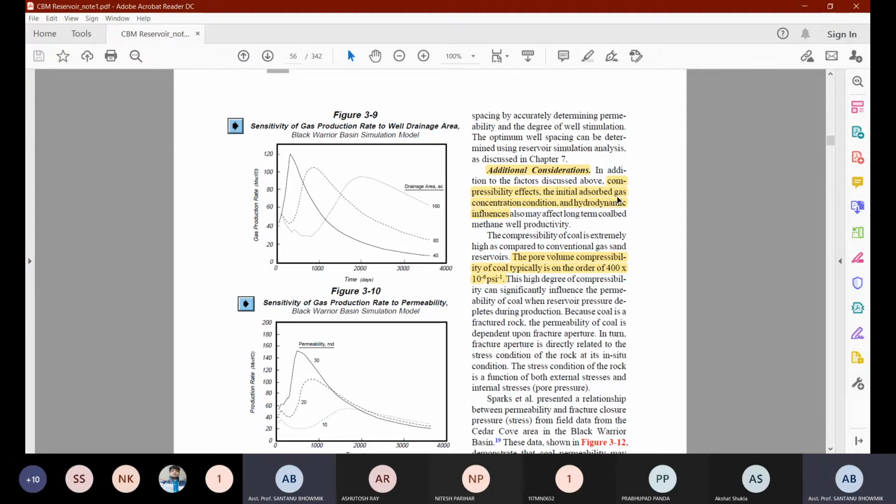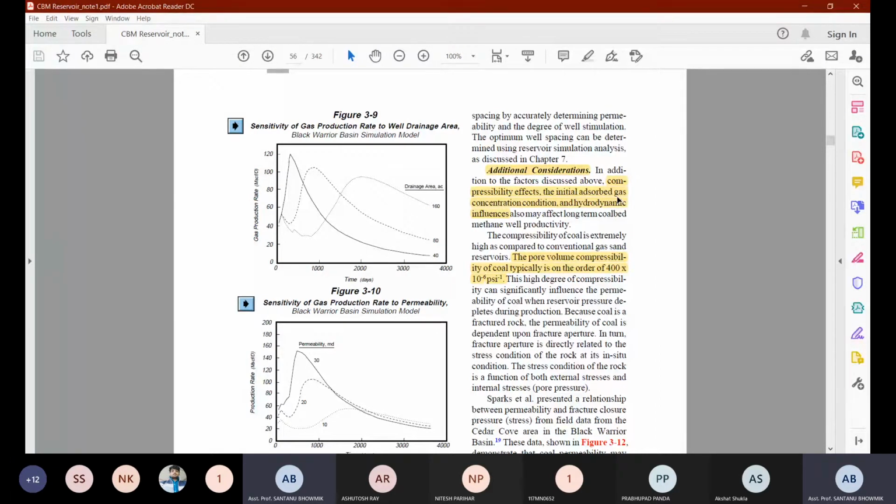So, the compressibility effect of the gas, then the initial adsorbed gas concentration condition, and there are hydrodynamic effects. Hydrodynamic effect means the influence of water changes. Before we discuss these three, let me show you some figures from field studies. Please check figures 3.9, 3.10 and 3.11 serially.